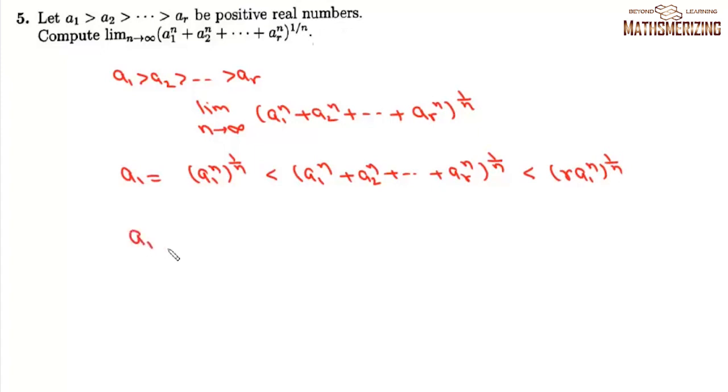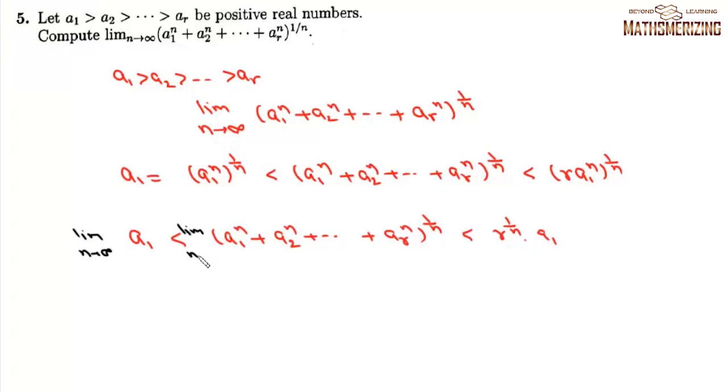So from here we can write A1 is less than (A1 to the power n plus A2 to the power n plus AR to the power n) to the power 1 by n, which will be less than R to the power 1 by n into A1. Now we'll take this limit n tends to infinity. Now this limit is A1. This limit is also A1. So from the sandwich theorem, we can say that the value of this limit will be simply A1.